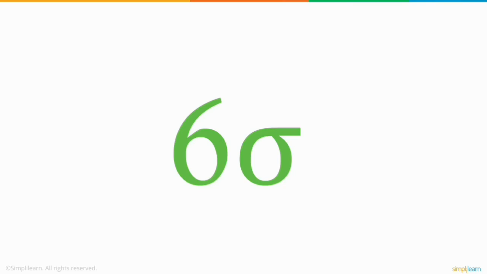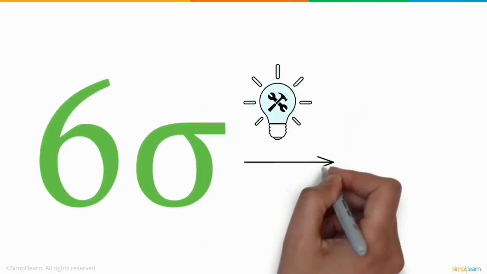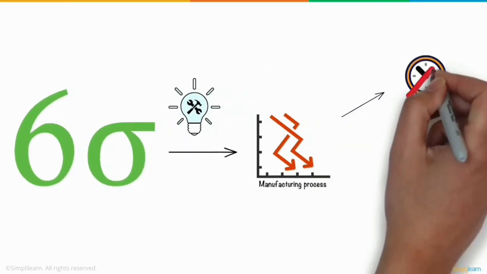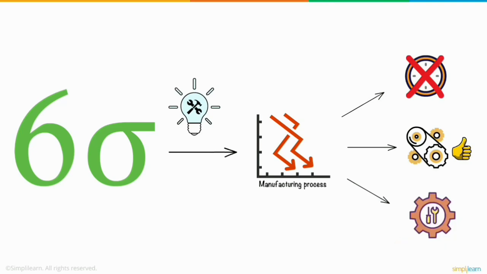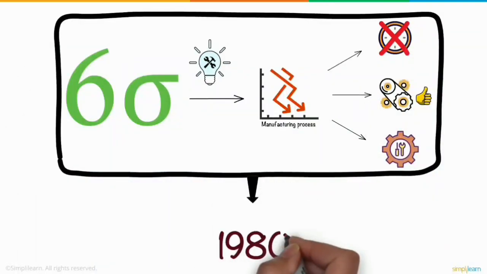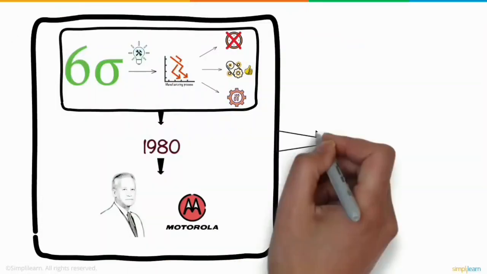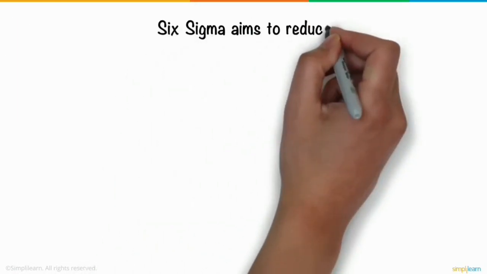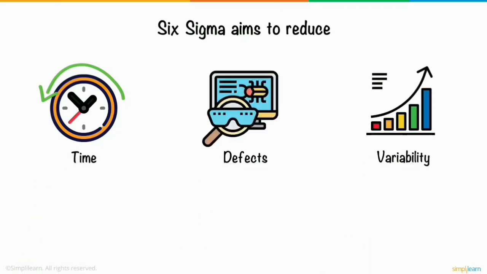There is. Six Sigma. Six Sigma gives you the tools and techniques to determine what's making the manufacturing process slow down, how you can eliminate the delays, improve the process, and fix further issues along the way. The concept was introduced in 1980 by Bill Smith while working for Motorola. Since then, Six Sigma has seen worldwide adoption. Six Sigma aims to reduce the time, defects, and variability experienced by processes in an organization.